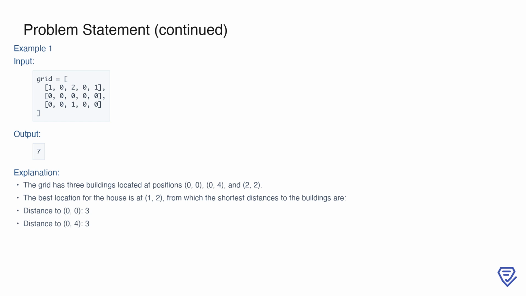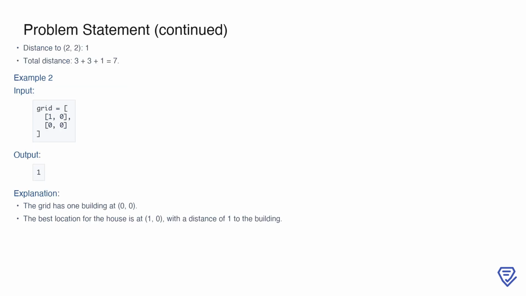The shortest distance from this position to each building is as follows: to 0,0, the distance is 3, and to 0,4, the distance is also 3. From the same optimal location, 1,2, the distance to the building at 2,2 is 1. Adding these distances together, you get a total distance of 3 plus 3 plus 1 equals 7. Therefore, the output for this example is 7, as that is the minimum sum of shortest distances from the house to all buildings.